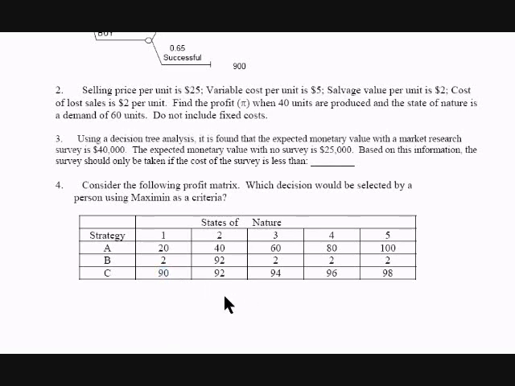Maxi-max, we're going to choose the strategy with the highest possible outcome, which is going to be A. The biggest value in the whole table is over here, and that is A.